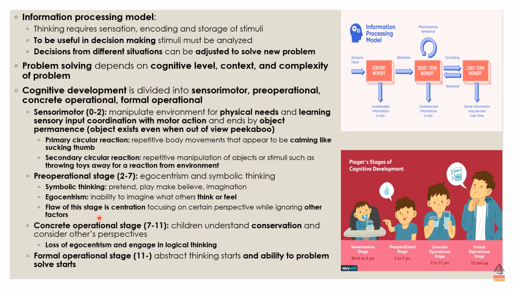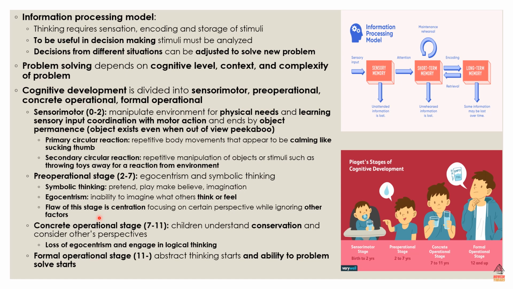Next, you got the pre-operational stage, which occurs from 2 to 7 years old, and this stage is marked by two things: egocentrism and symbolic thinking. Symbolic thinking is pretend play, make-believe, and imagination. Kids use their imagination. Oh yeah, let's play, for instance, cops and robbers. Let's build an imaginary castle, stuff like that.